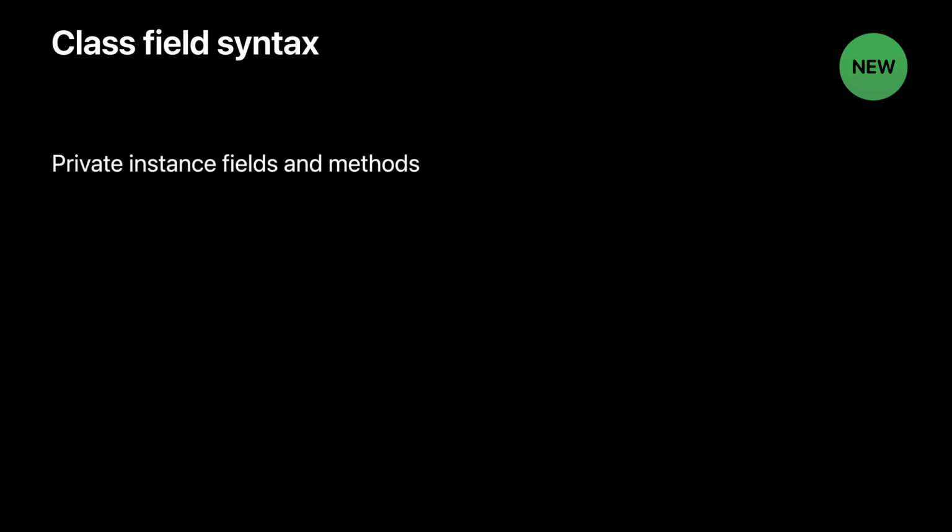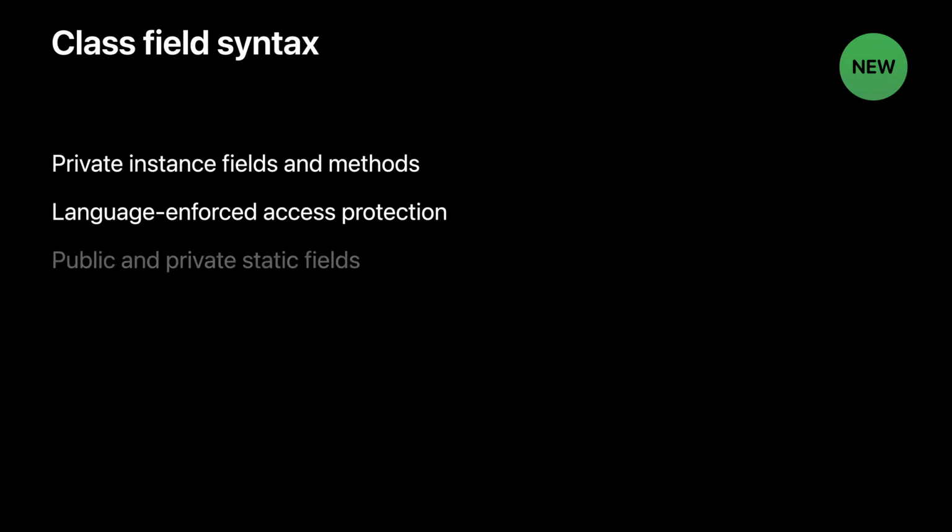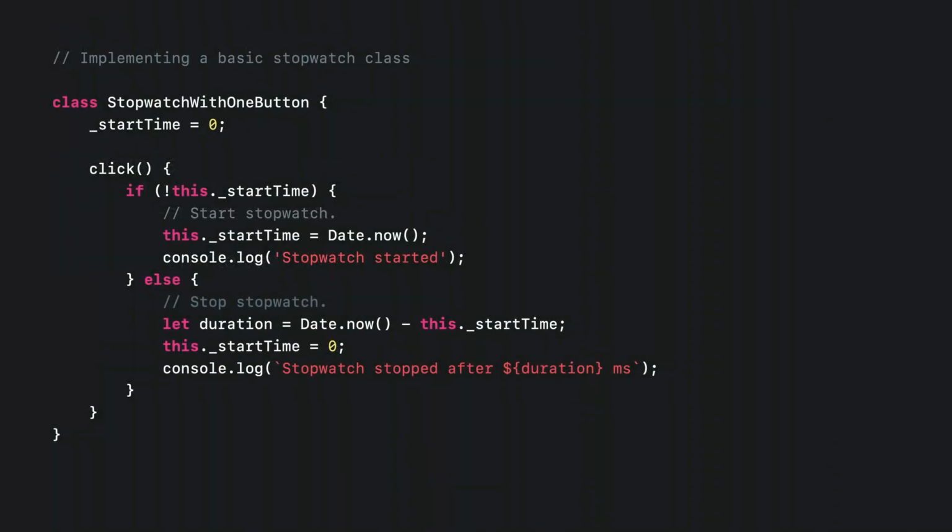We have new private class fields and methods that let you define real private members, whose access is protected by the language. You will see an error if you break the access rules. We also add support for static fields, which allows you to declare a class member that can be accessed without creating an instance of the class. Now you have the basic idea. Let's check how it can be used with the stopwatch example. If you are asked to implement the stopwatch class, your implementation may look like this.